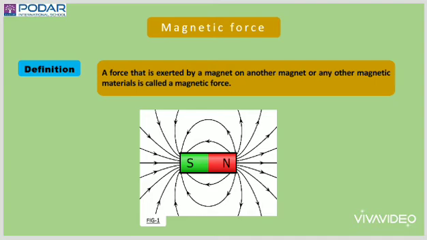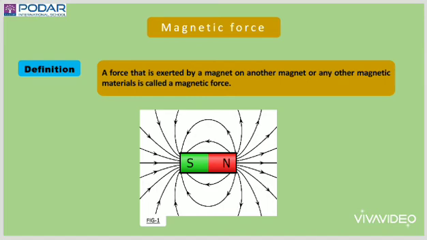In this figure, you can see a magnet which is having two poles. One is south pole and another is north pole. So when two magnets are brought together, like poles repel each other and unlike poles attract each other without any contact between these two magnets.